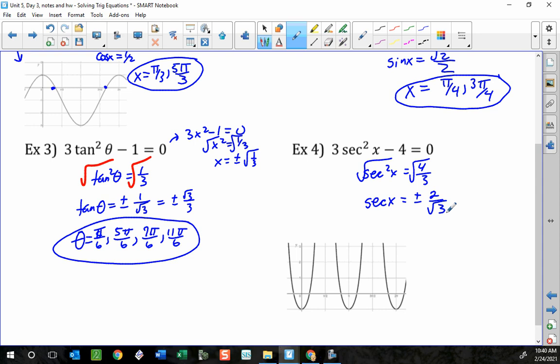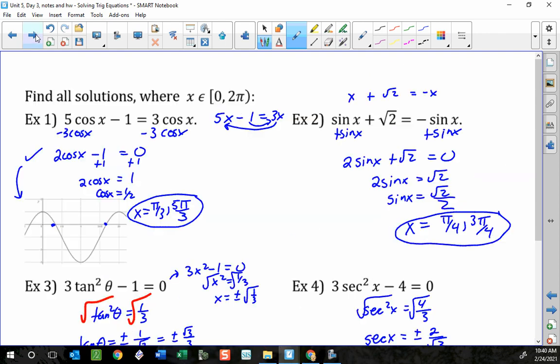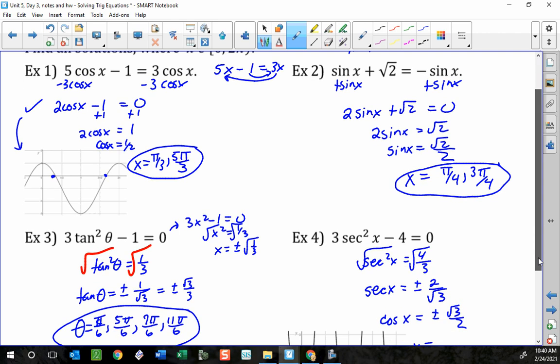Secant is the reverse of cosine. So if the secant is 2 over radical 3, then the cosine is the reciprocal of that, plus or minus radical 3 over 2. This is something I recognize, and I didn't really need to rationalize because when I flipped it over, this is exactly recognizable as all my 30-degree angles. So what is the cosine plus or minus radical 3 over 2? Right here at pi over 6, 5 pi over 6. Here it is again at 7 pi over 6, and there it is again at 11 pi over 6. So really it's the same answers as example 3.